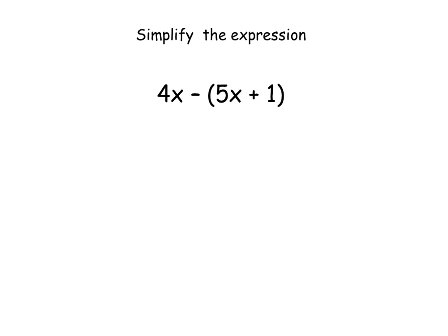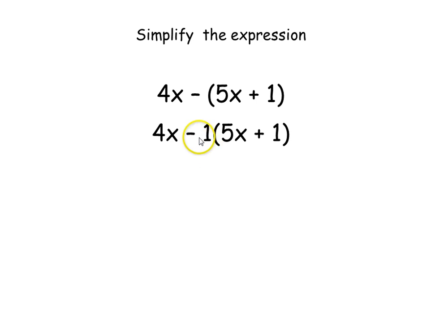Another example would look like this. We have 4x minus the quantity 5x plus 1. Notice with this one there's no number out in front of the parentheses. We're not distributing 4x because there's this minus sign here. We're subtracting this. And if you don't see anything in front of the parentheses, there is a number there, and that number is 1. We can write this expression just like this. These two things are exactly the same. This is a little bit more clear.